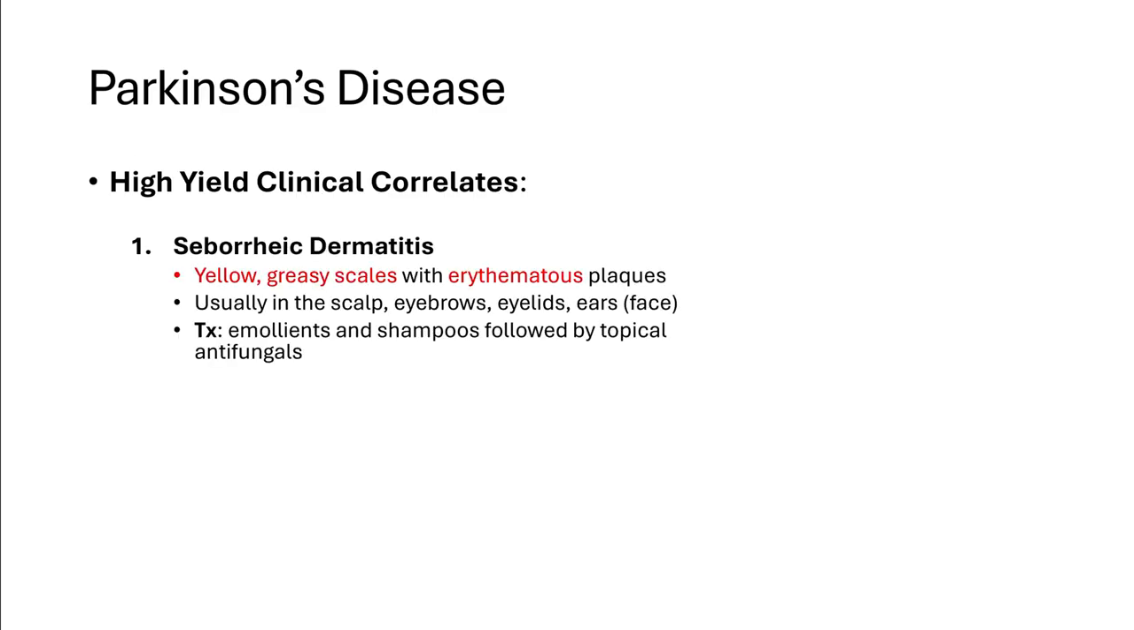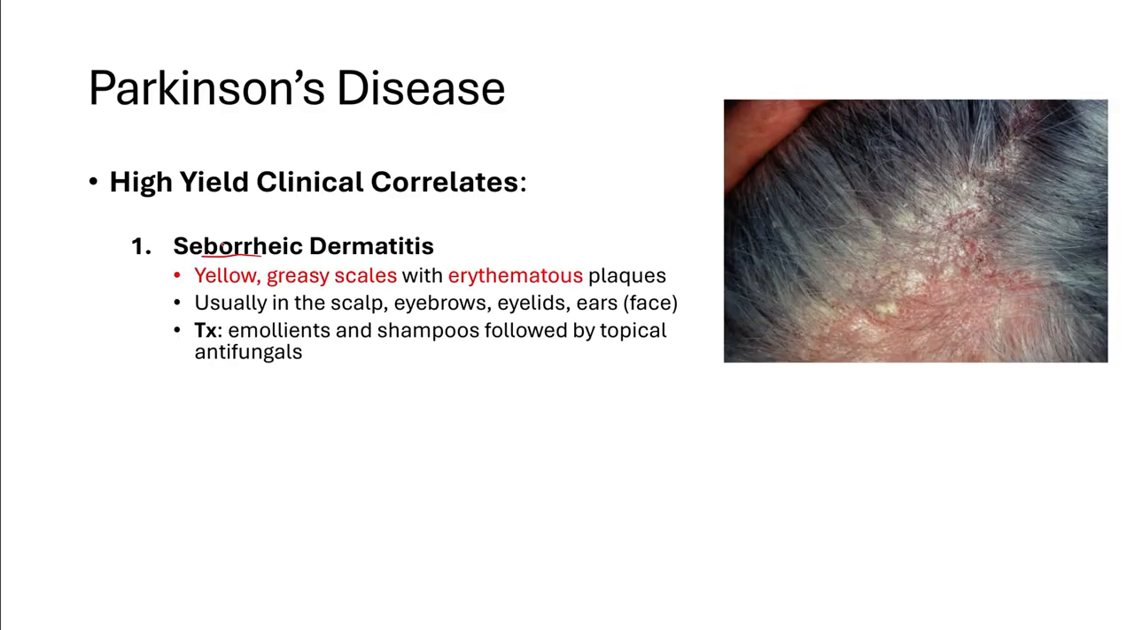Now, there are some high-yield clinical correlates to note with Parkinson's disease as well. It is highly associated with something known as seborrheic dermatitis, which is seen here in this image. This will typically be yellow, greasy scales with an erythematous or red base, plaques, and this classically affects the face, more so where hair is located, so the scalp, the eyebrows, the eyelids, or the ears. Treatment is typically emollients or shampoos, and if this does not work, we may treat with topical antifungals.